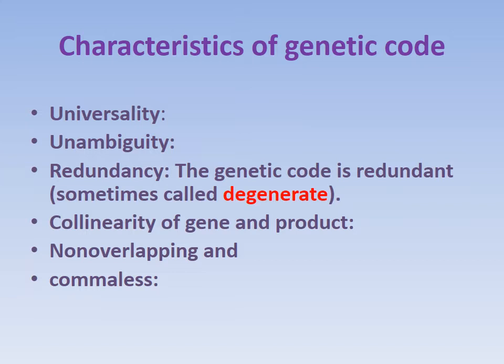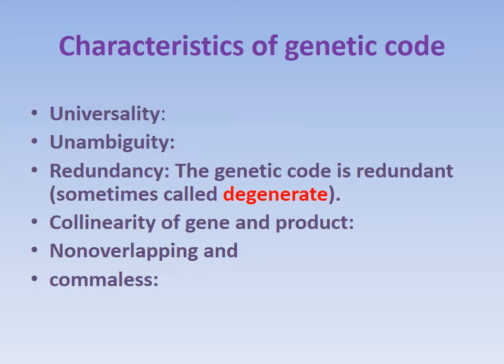Now characteristics of genetic code. All these genetic codes have some characteristics: they are universal, they show unambiguity, they show degeneracy, they show collinearity of gene and products, they are non-overlapping and they are comma-less.